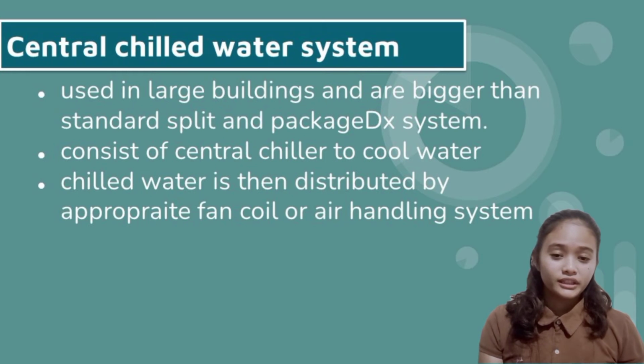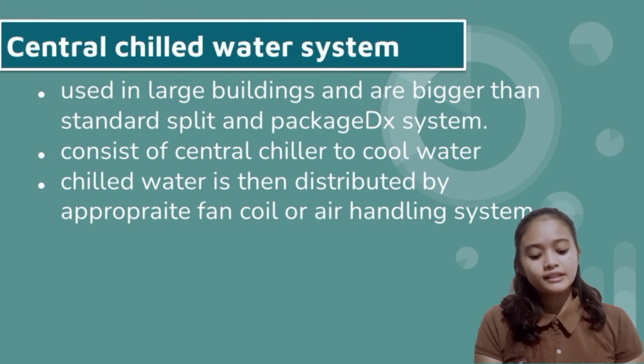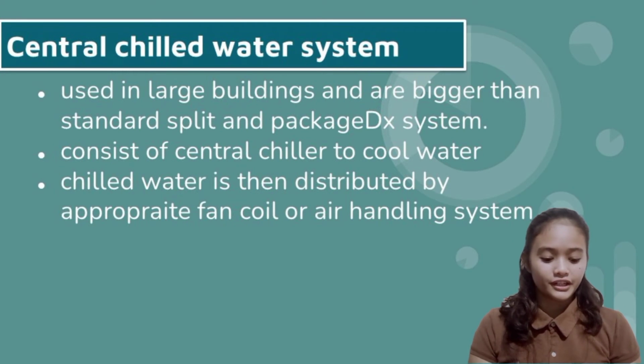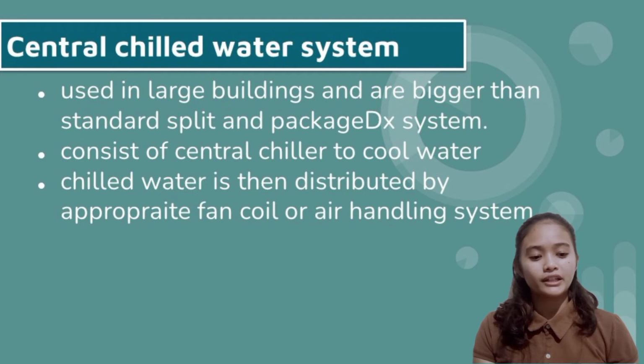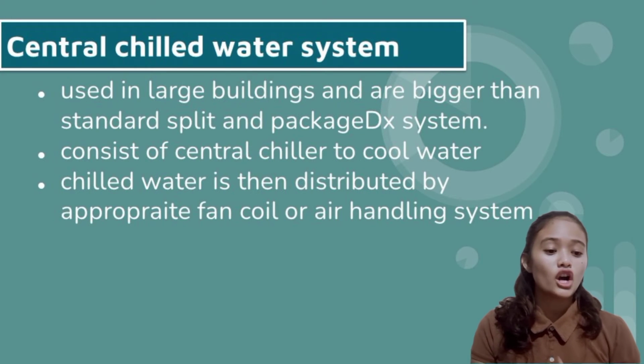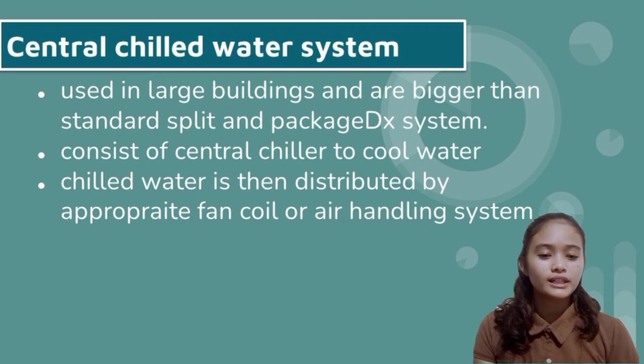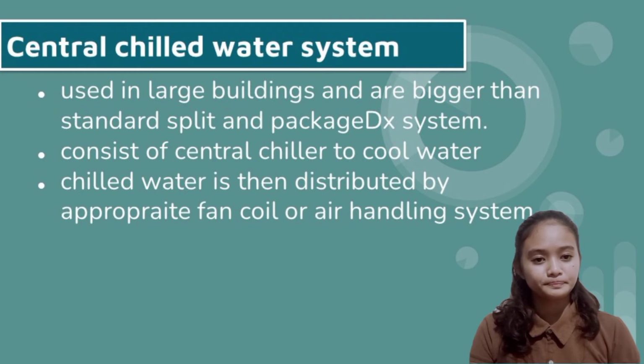For larger commercial buildings, central chilled water systems are used. So they are more complex than split or package DX systems. The systems typically consist of a central chiller to cool water. The chilled water is then distributed by the appropriate fan coil or air handling system.